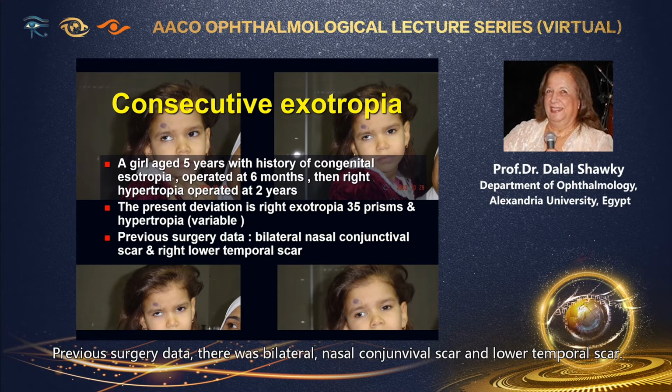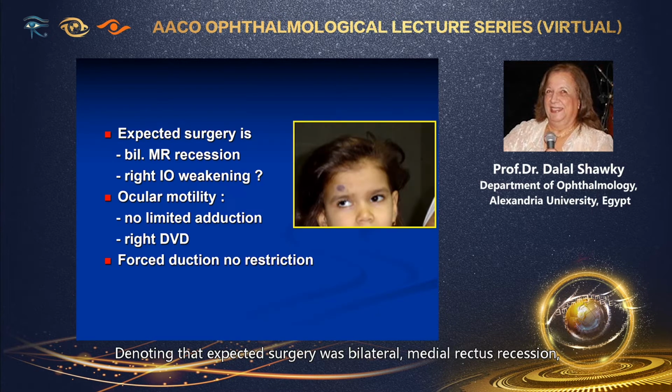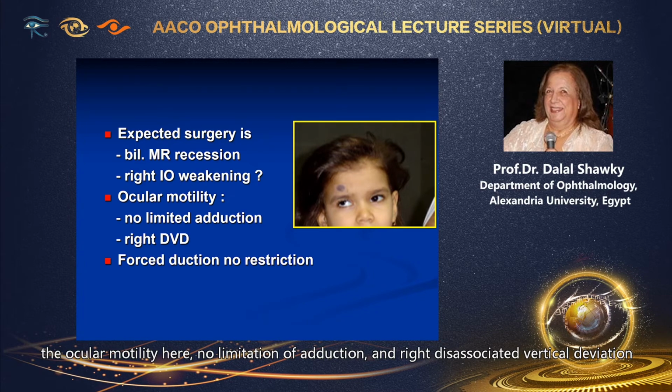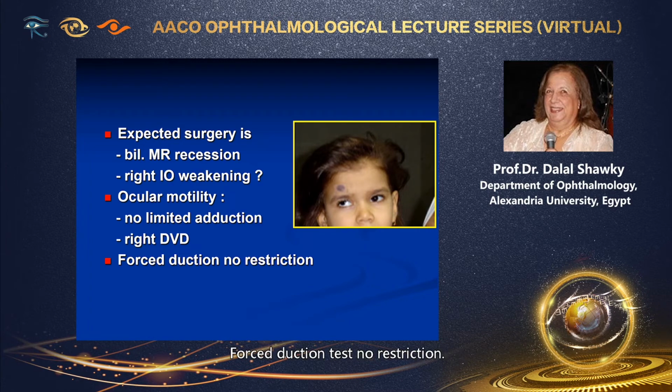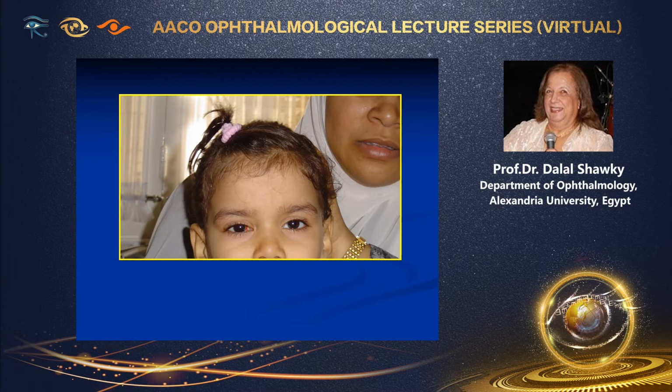Previous surgery data: there was a bilateral nasal conjunctival scar and a lower temporal scar, denoting that the expected surgery was bilateral medial rectus recession and right inferior oblique weakening procedure. The ocular motility here shows no limitation of adduction and right dissociated vertical deviation. The subduction test showed no restriction. Here, the post-operative result: no exotropia and no hypertropia.